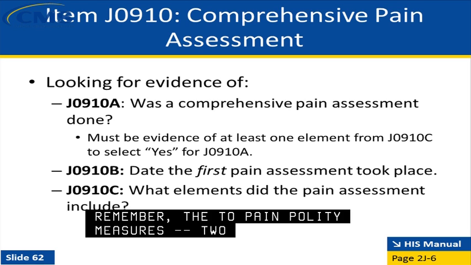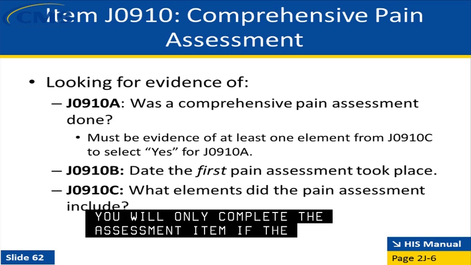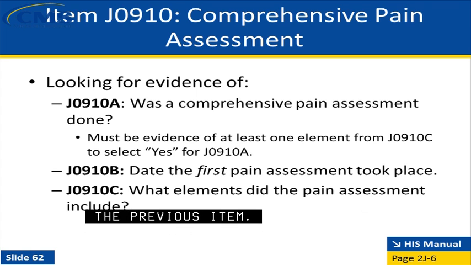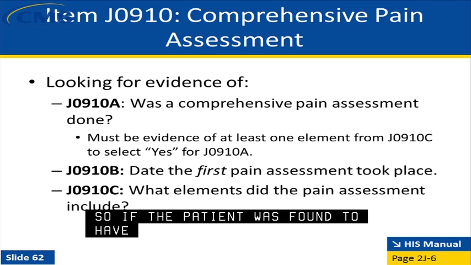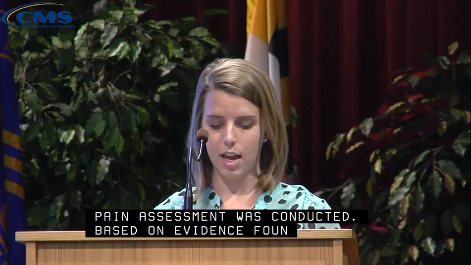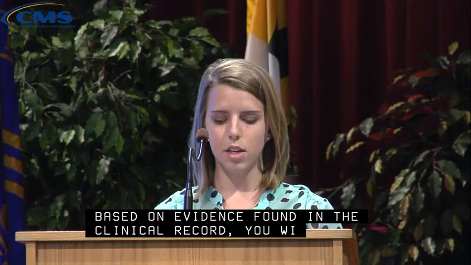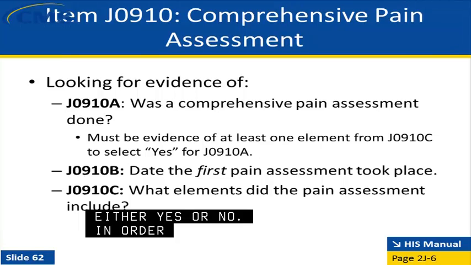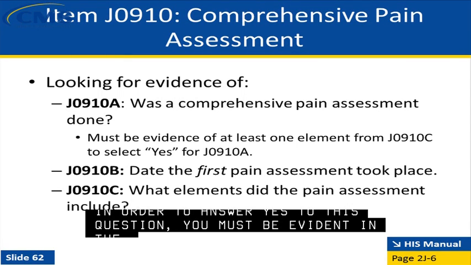So you'll only complete the comprehensive pain assessment item, item J0910, if the patient screened positive for pain in the previous item. So if the patient was found to have pain, you should review the clinical record to see if there is evidence that a comprehensive pain assessment was conducted. Based on evidence found in the clinical record, you will answer either yes or no to J0910A. In order to answer yes to this question, you must see evidence in the clinical record that multiple aspects of a patient's pain were assessed.